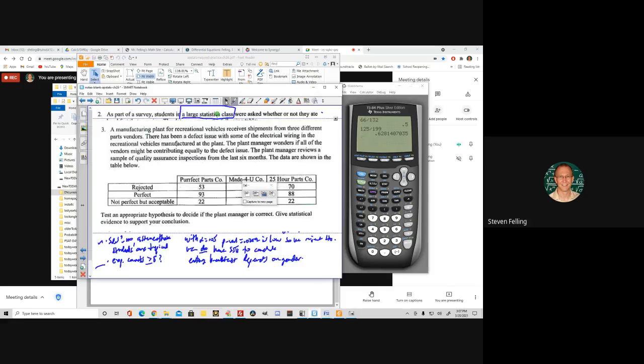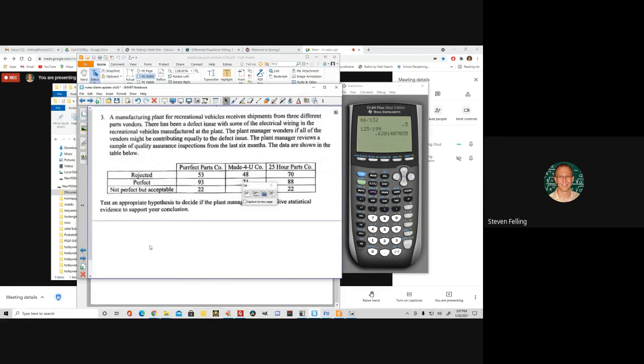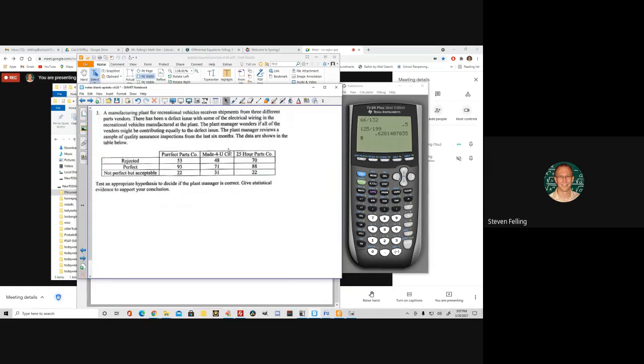All right, so it's on another page. A manufacturing plant for recreational vehicles receives shipments from 3 different parts vendors. There's been a defect with some of the electrical wiring in the rec vehicles manufactured at the plant. The plant manager wonders if all the vendors might be contributing equally to the defect issue. The plant manager reviews a sample of quality assurance inspections from the last 6 months. The data are shown in the table below. Test an appropriate hypothesis to determine if the plant manager is correct.